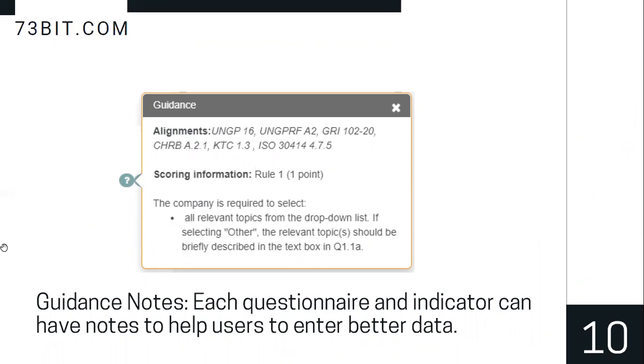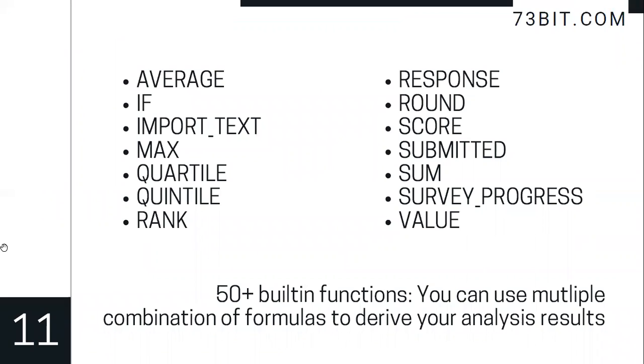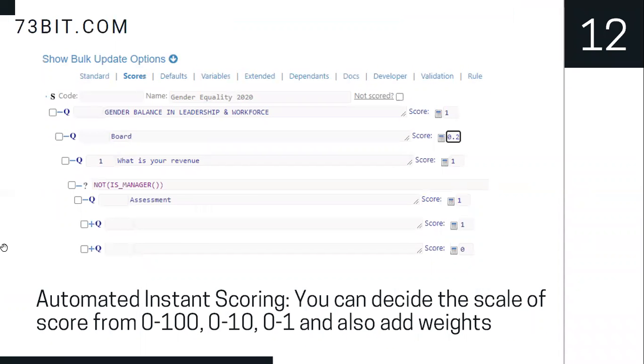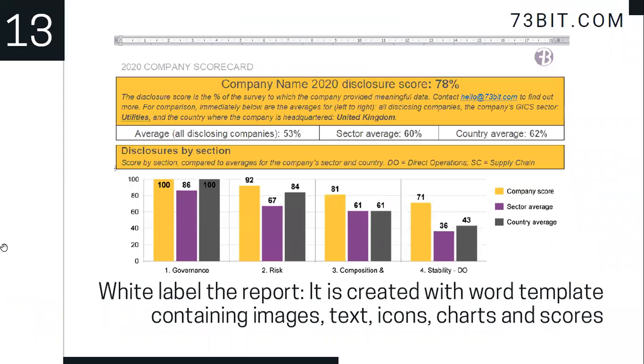Again, while collecting data, there needs to be a guidance note for each particular data indicator, and we have a pop-up which is completely customizable and bespoke, where you can put in your guidance for each particular question on how to help them fill in the data. Again, as mentioned, there are 50 built-in custom functions that you can use in combinations. The automatic score, which I have mentioned, you can put in the template itself, and it will score, and you can decide the scale and also add weightages.